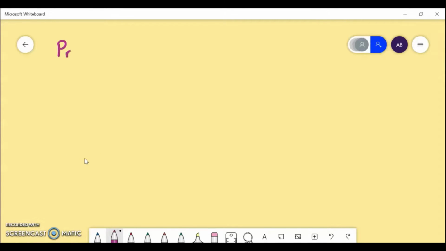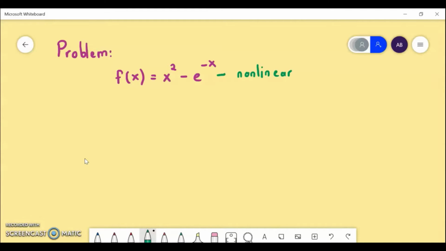So today we want to look at how to solve this problem here. What's the problem? Let me just write it down for you. The problem is f(x) equals x squared minus e to the power of negative x. Now, this is a one-dimensional or scalar equation. Is it linear or nonlinear? You can see we have x squared here, and we have e to the power of negative x. That makes this problem nonlinear. This is a nonlinear scalar equation.